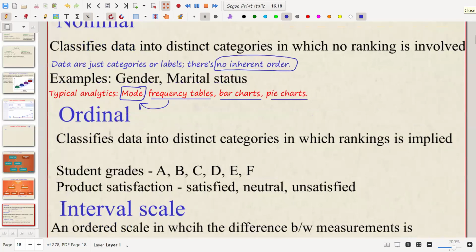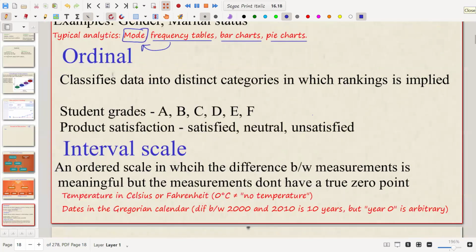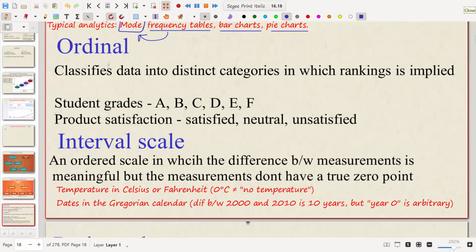Okay. Let's come to the ordinal data set. It classifies data into distinct categories in which rankings are involved. So it is a kind of categorical variable in which ranking is involved. In the nominal variable, ranking was not involved. In your ordinal one, ranking is involved. You can see student grades A, B, C, D, E, F. Of course, grade A is much better than grade B, right? And you can see there is a ranking involved here.